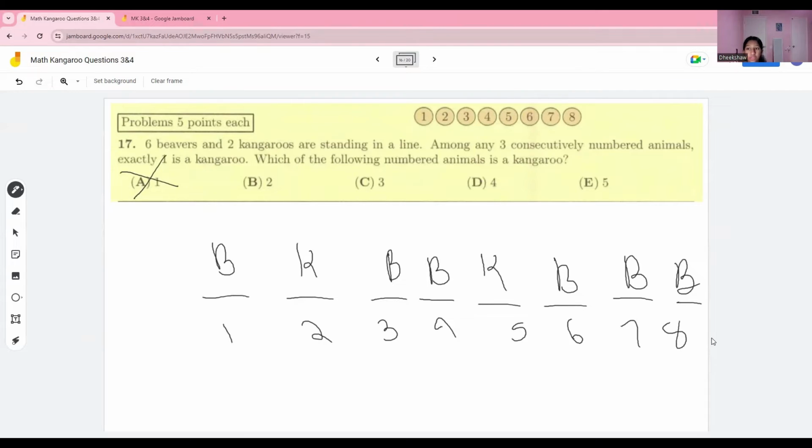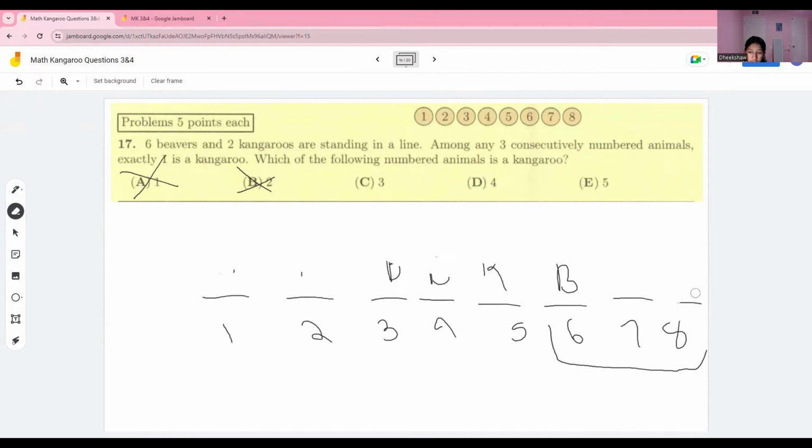So this one is so close, except it does not follow the 3 consecutively numbered animals exactly 1 is a kangaroo rule for the placements 6, 7, and 8, because among these consecutively numbered animals, all of them are beavers, there are no kangaroos, which is why this answer does not work either. Next option, kangaroo placement at number 3. Let's try that.